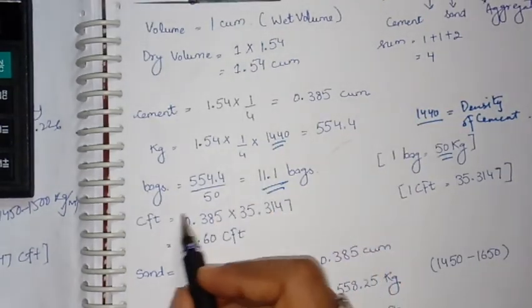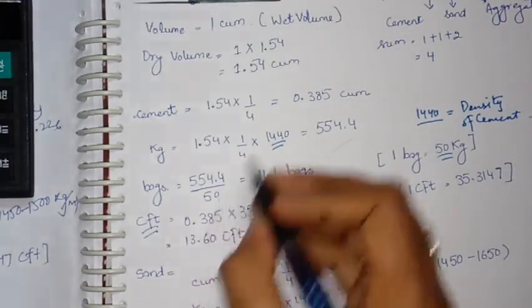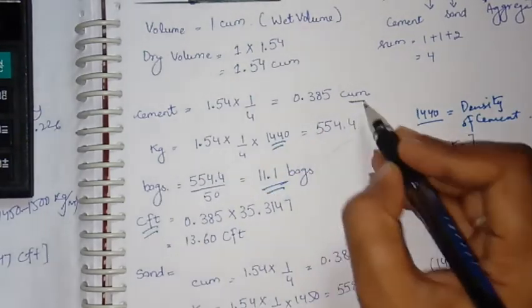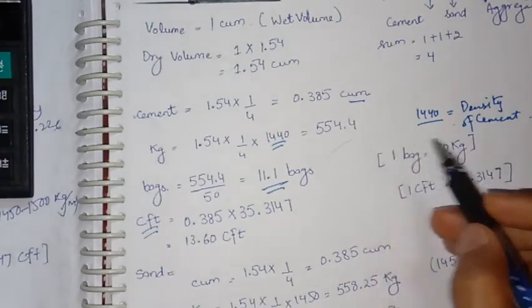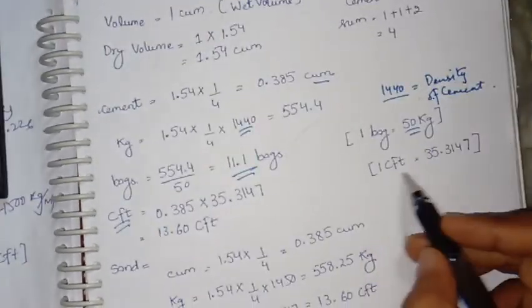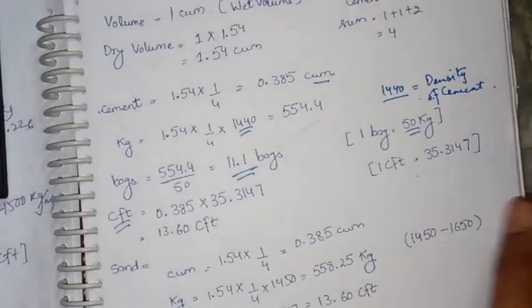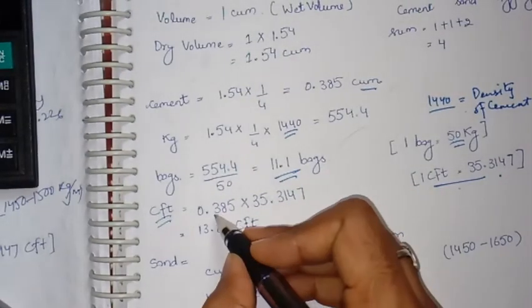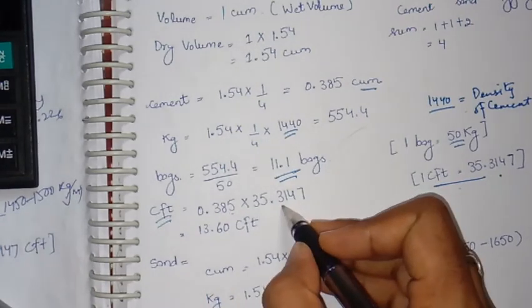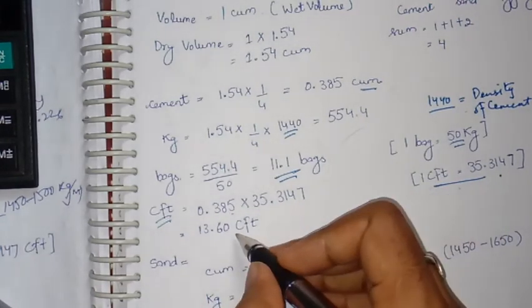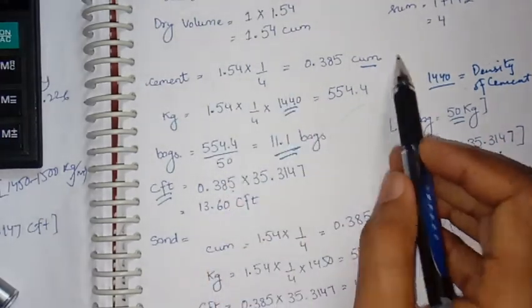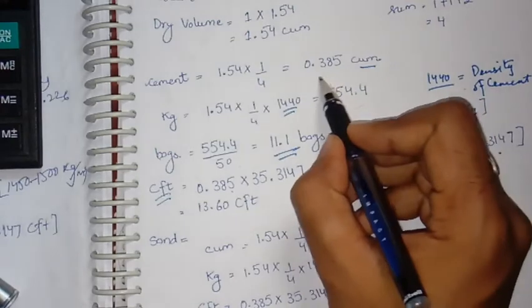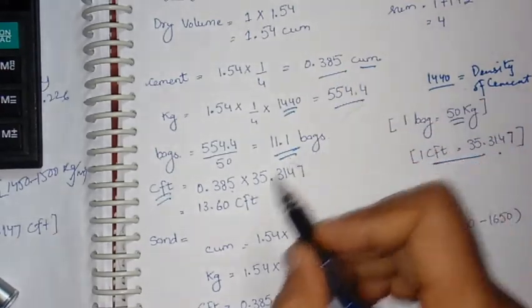And if I want to convert into CFT, simply I have to multiply the cubic meters by the conversion to cubic feet. If you don't know how to convert cubic meter to cubic feet, it is a formula, so simply multiply 0.385 by 35.3147. I got an answer of 13.60 CFT. So that is all about the cement. I covered cubic meter, kgs, bags and cubic feet.